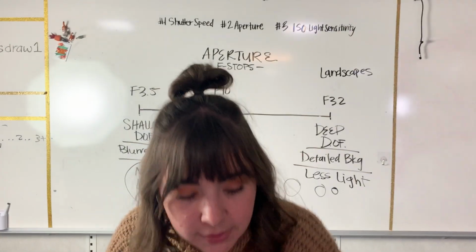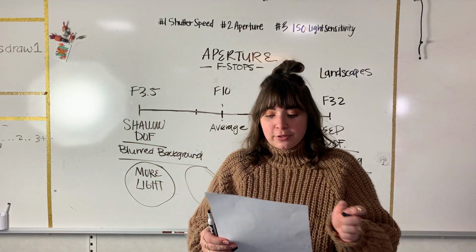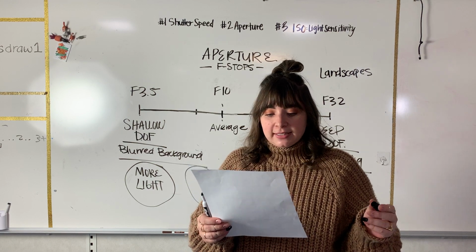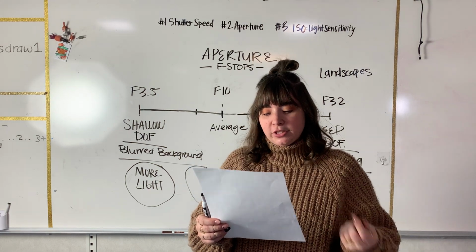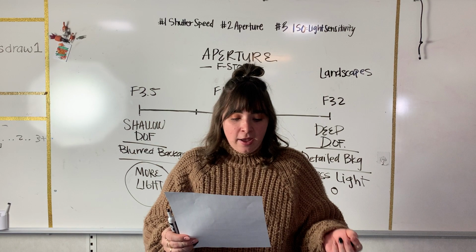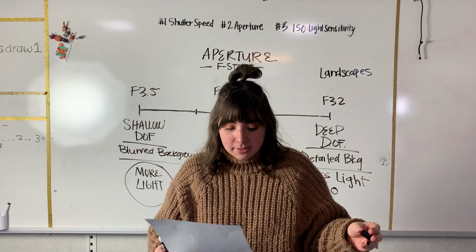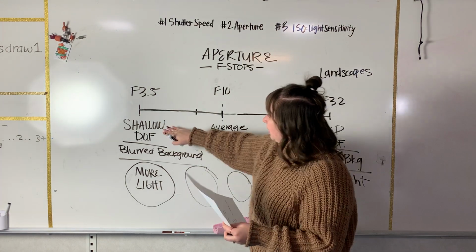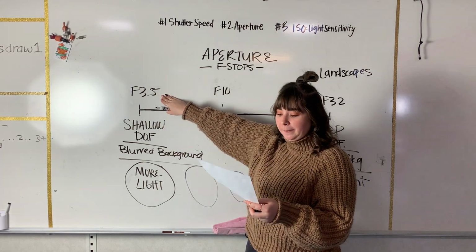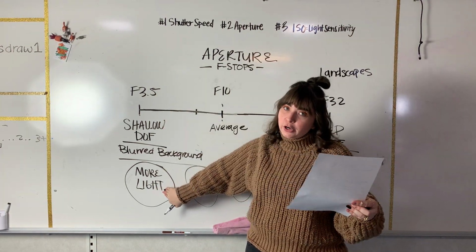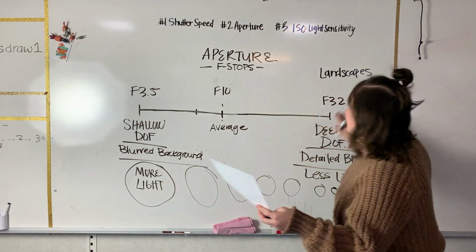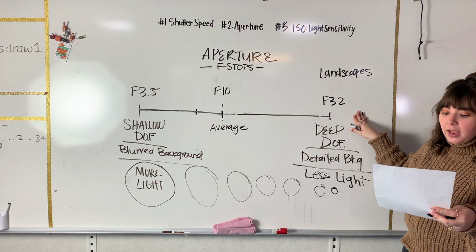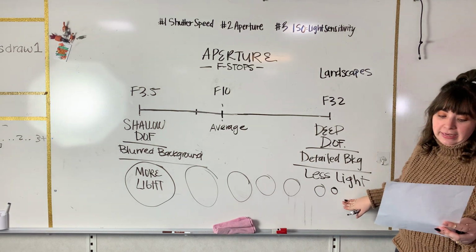Let's fill out the notes. Aperture controls the depth of field in your photograph. Depth of field is the distance between the nearest and furthest objects that are in focus. Aperture is expressed in f-stops. Shallow depth of field is going to mean a smaller number, but a bigger opening. Deep depth of field means a bigger number, but a smaller opening.